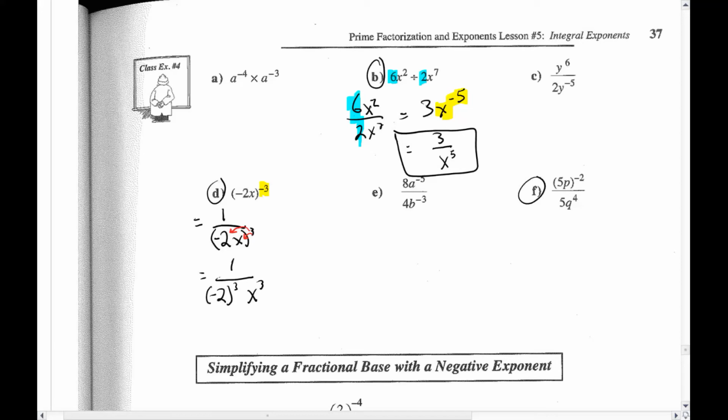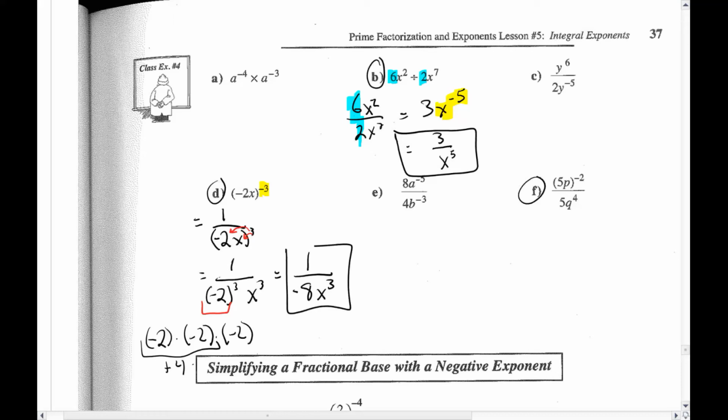And the last thing we can do is actually solve this, right? That is an actual number, so it's not a variable. So we are going to do negative 2 multiplied by negative 2 multiplied by negative 2. Negative 2 to the power of 3. Negative 2 times negative 2 is a positive 4. Multiplied by negative 2 is a negative 8x to the power of 3. Perfect. That's our answer right there. Negative 8, or 1 over negative 8x to the power of 3.